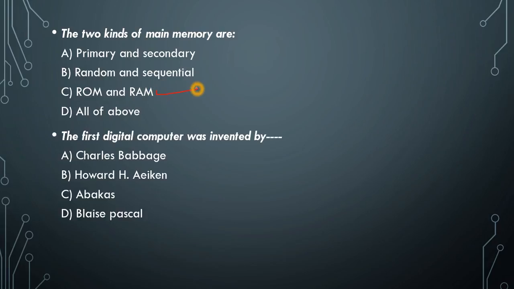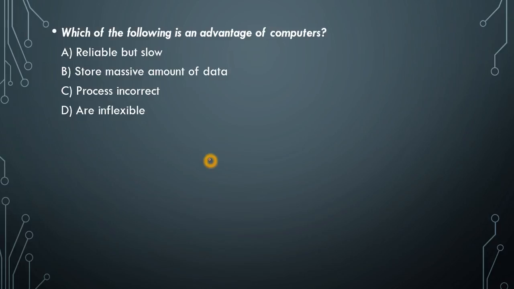Okay, friends. Now the first digital computer was invented by... It was not invented by this person, nor by this one. It is the first calculating part. So the thing is, the first digital computer was invented by Howard H. Aiken. Which of the following is an advantage of computers? These are all rubbish data. In this one, you can simply write: store massive amount of data.